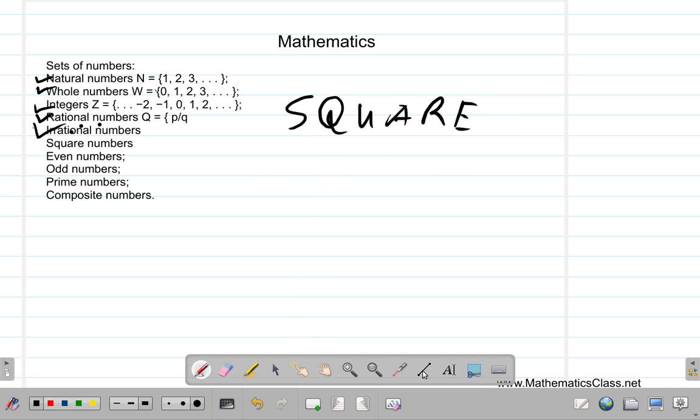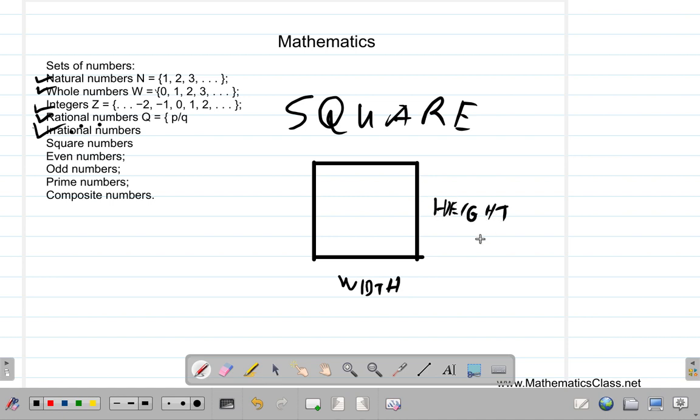Now, a square. What is a square? A square is a quadrilateral, 4 sides, 90 degrees at each angle, and each side has the same dimension. If we consider this as the width and this as the height, we say the width and the height are the same because it is a square.